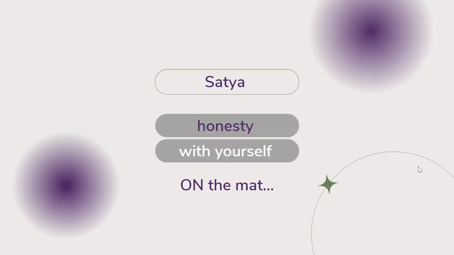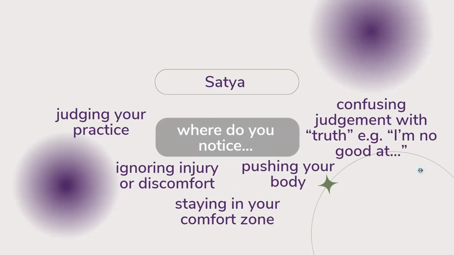And noticing from that place. So if we think about accessing that place, that state, if you like, how that can help us in practicing Satya with ourselves, then we could think about that on the mat. I've got some examples up there. Maybe you notice and bring awareness where you're bringing judgment to your practice, or you're ignoring the body, which might be staying in your comfort zone, or ignoring injury and pushing your body, and also just noticing where you're confusing judgment with truth.